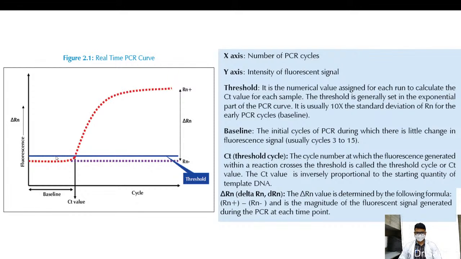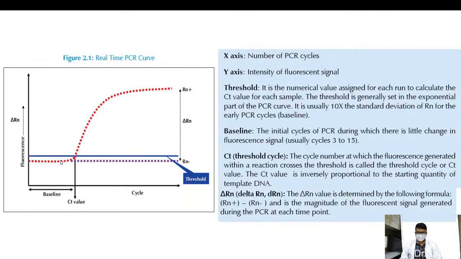Here is a threshold value. This is a reference value for calculating the CT value, and this is a baseline. What is baseline? Baseline is the fluorescent signal generated before the actual amplification starts. Finally, this is called the CT value. What is CT value? It is the cycle number at which the fluorescence generated within a reaction crosses the threshold, called the CT value or threshold cycle.